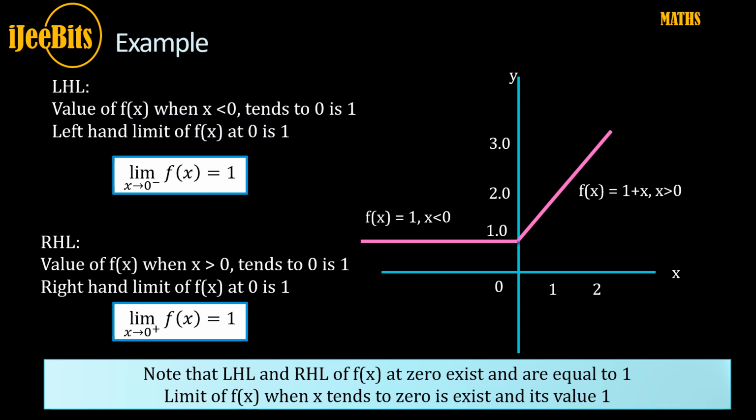Let's look at this concept again with a different example. You have a right hand side behavior of the curve, and a left hand side. f of x at the right hand side is defined as f of x equal to 1 plus x when x is greater than 0, right? And then look at the left hand side. When x is less than 0, f of x becomes 1, always a constant value. Here it is linearly increasing.